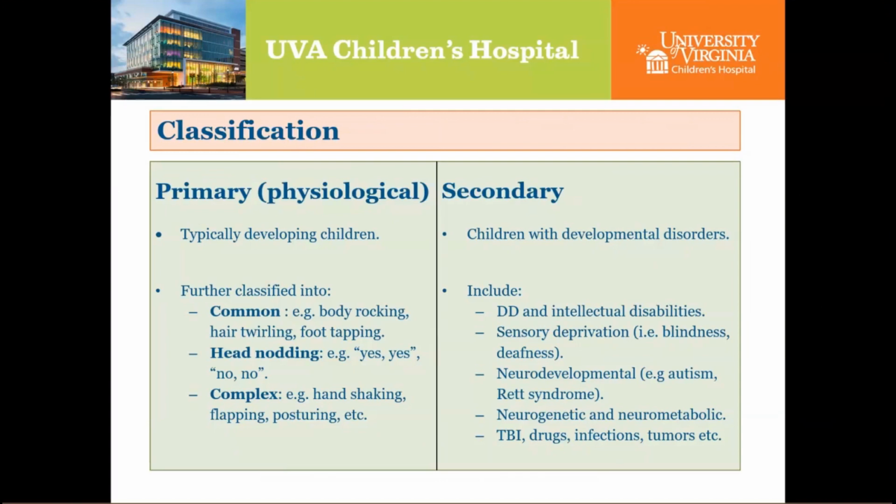We frequently see them in kids with sensory deprivation, such as blindness and deafness, kids with neurodevelopmental conditions, obviously autism and Rett syndrome, kids with certain neurogenetic and neurometabolic conditions, as well as people that have been exposed to traumatic brain injuries, sometimes medications, infections, and tumors.